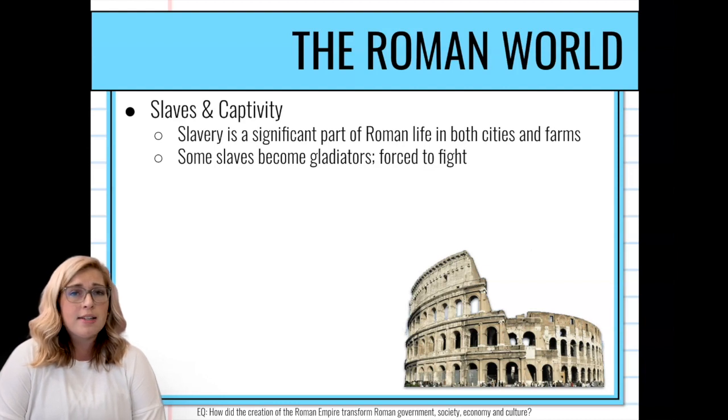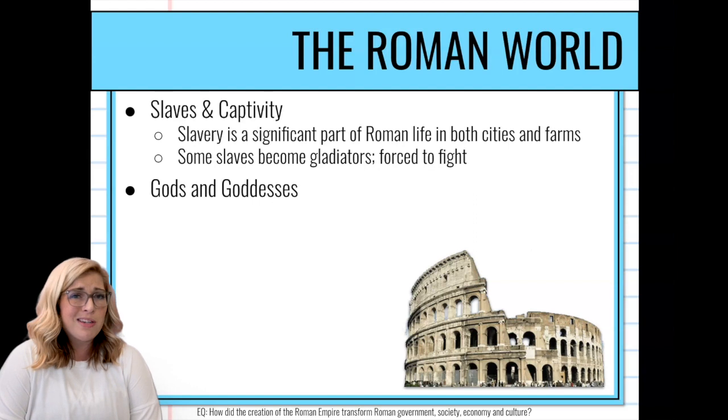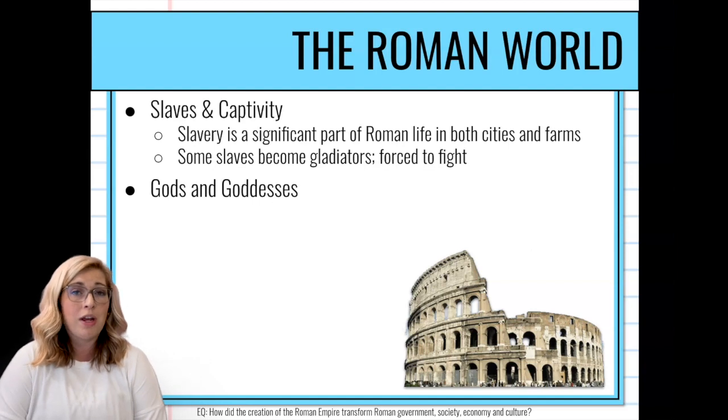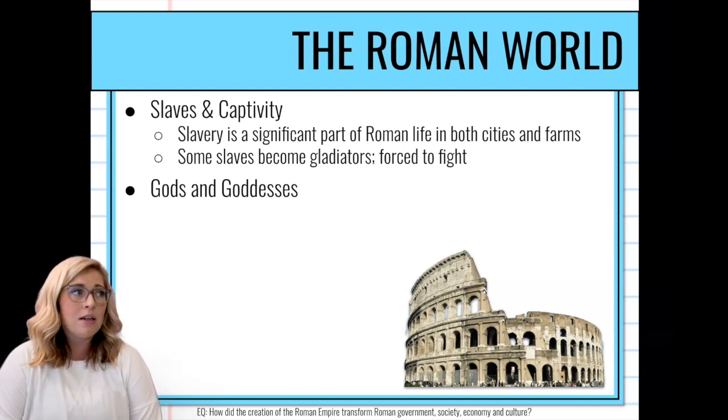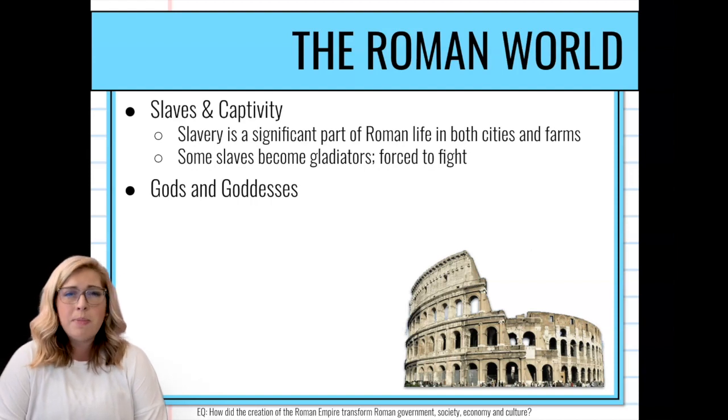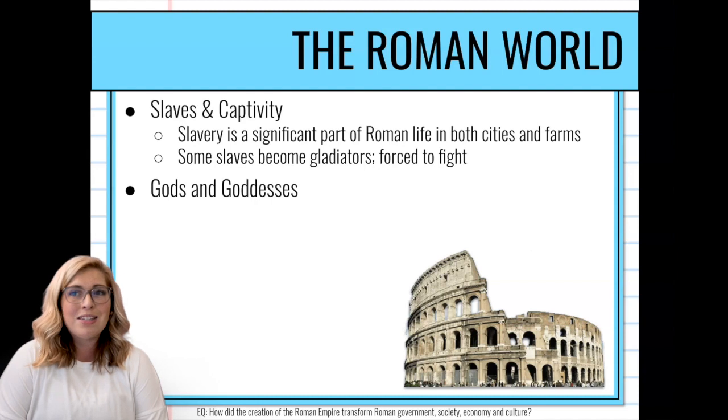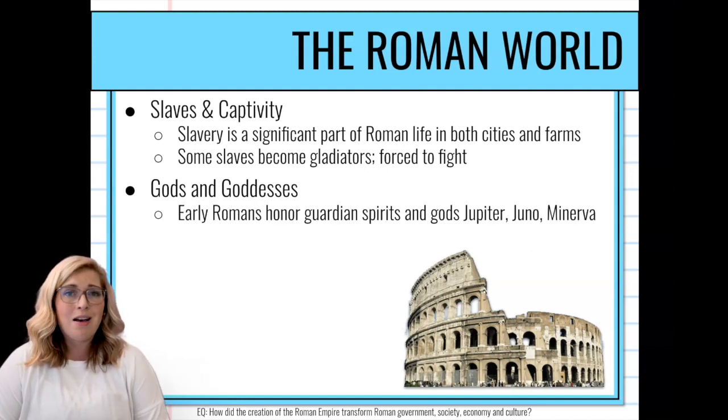We also have gods and goddesses in ancient Rome. The Romans are kind of like beg, borrow, and steal. We're going to see a lot of similarities between the Roman gods and goddesses and the Greek gods and goddesses. Basically, they have all the same powers and stories and myths, they just change the names. So they honor these guardian spirits and gods. Jupiter would be the same as Zeus.